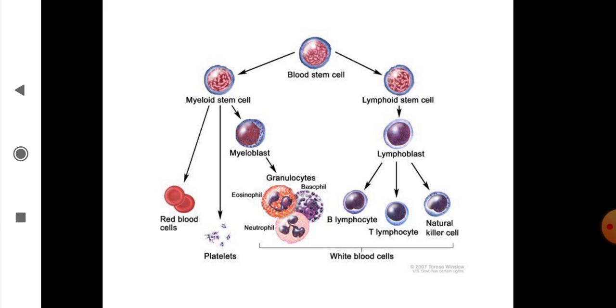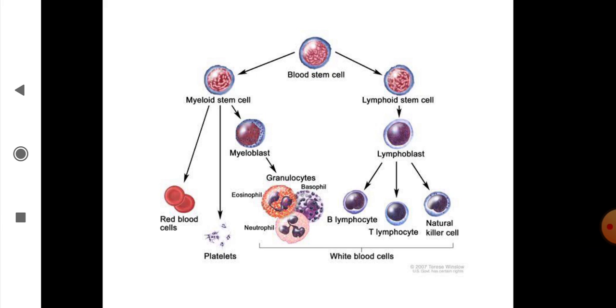So this is the normal bone marrow blood stem cell which gives rise to myeloid stem cells and lymphoid stem cells. The myeloid stem cells differentiate into myeloblasts, and the myeloblasts give rise to the granulocytes. What are the granulocytes? Eosinophil, neutrophil and basophils. Also these myeloid stem cells differentiate into red blood cells and platelets. And the blood stem cell differentiates into myeloid and lymphoid stem cells.